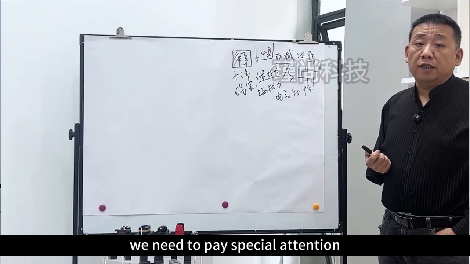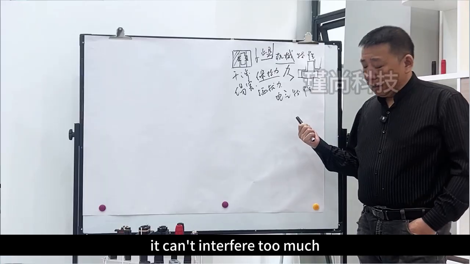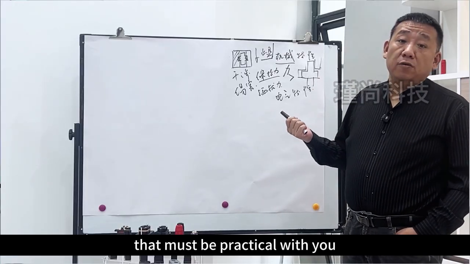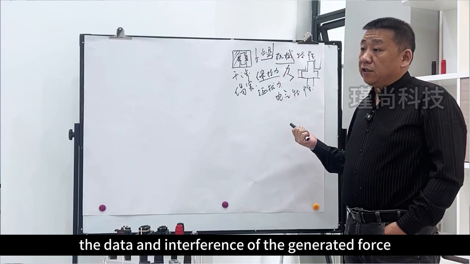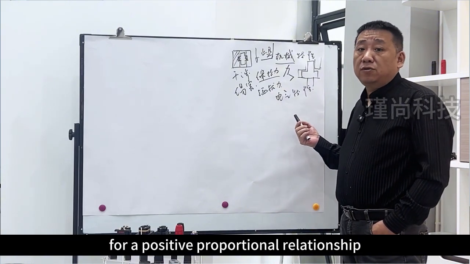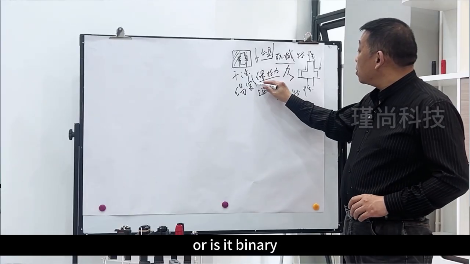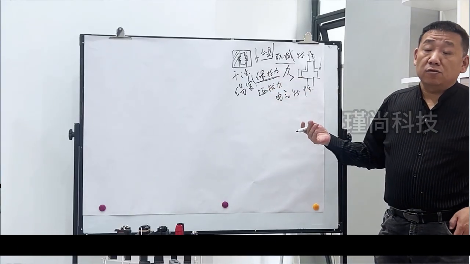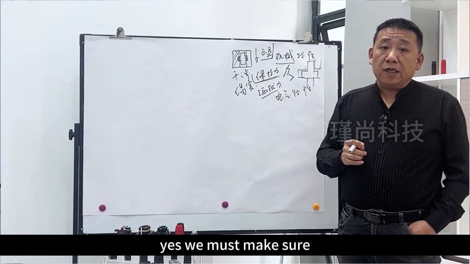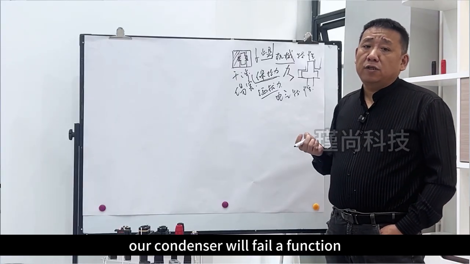We need to pay special attention to this structure. During the manufacturing process, it can't interfere too much, and it can't be too small. How do you calculate this quantity? It must be practical, based on the data. The generated force and the interference have a positive proportional relationship, whether linear or binary, which needs to be verified through experimental data. We must make sure of this force, otherwise our connector will fail in function.